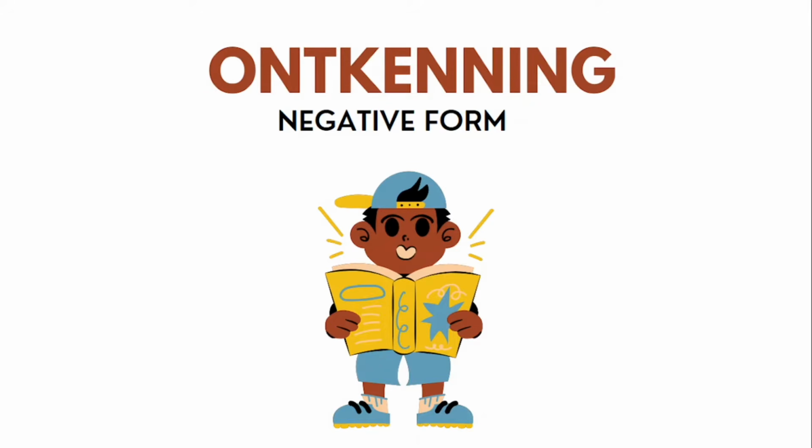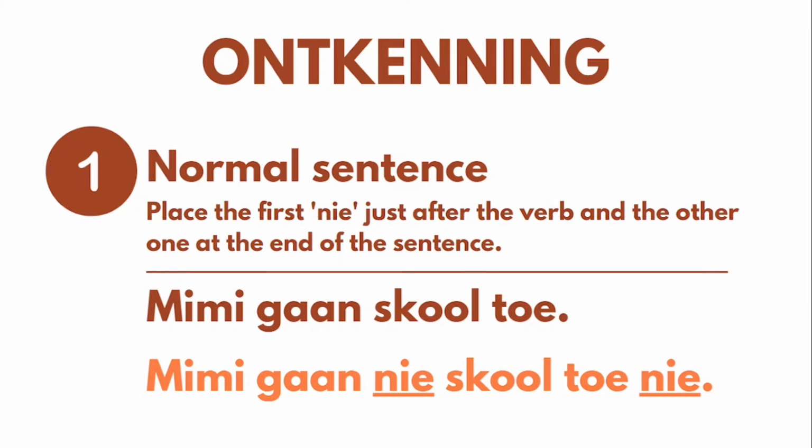So let's get started. The first one that you need to know is the obvious one, which is the negative form in a normal sentence. You place the first nie just after the verb and the other one at the end of the sentence. This might seem obvious to some people, but I've seen a lot of people not know where to place the first nie. The first one needs to be right after the verb, because the best way to remember is to tell myself that you can't deny the action before the action has taken place. If you put the nie before the action, then you're already denying something that hasn't taken place, because an action is something that needs to happen, isn't it?